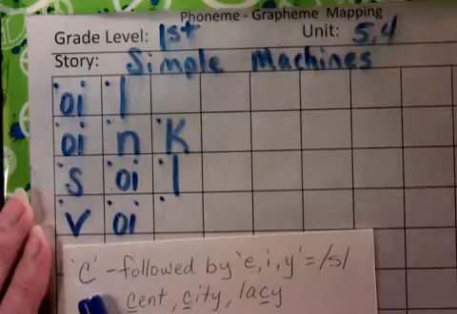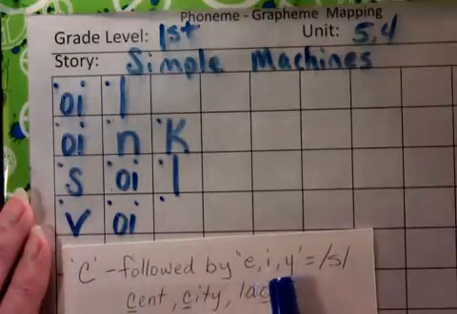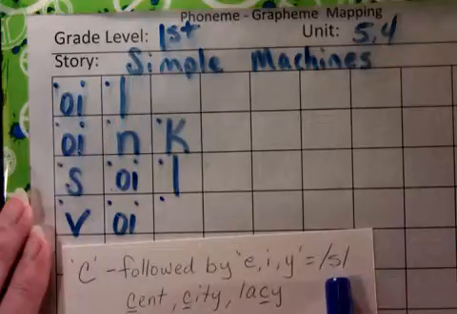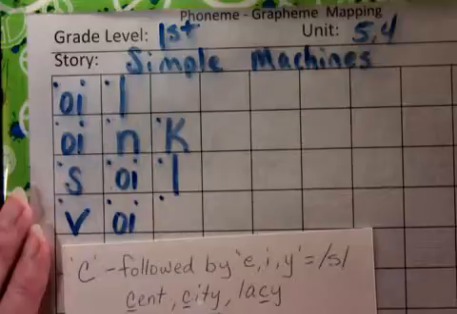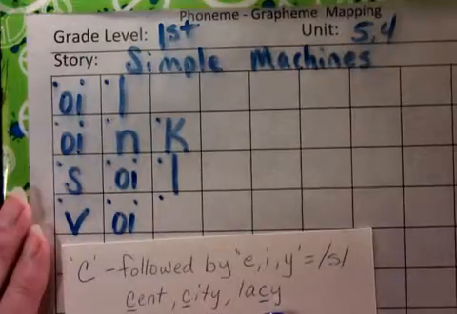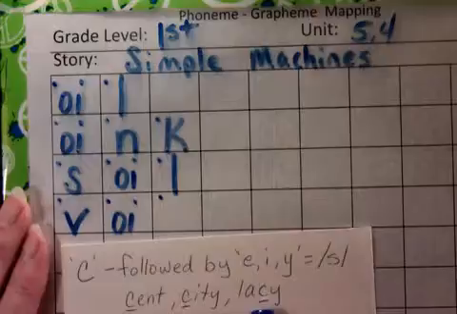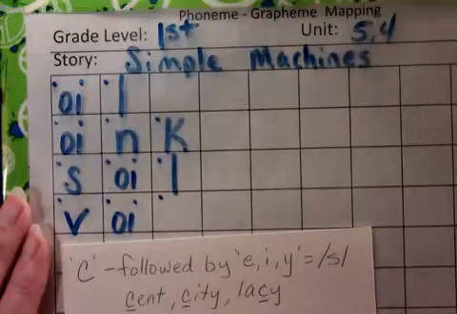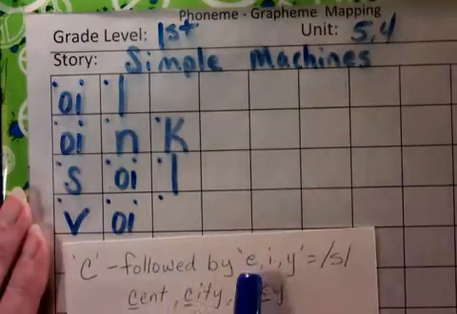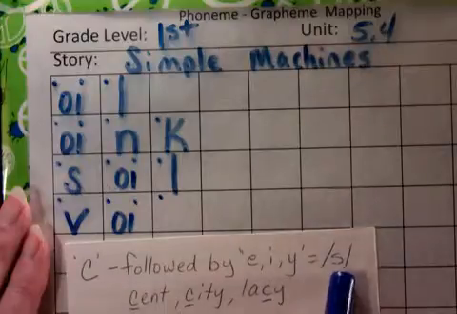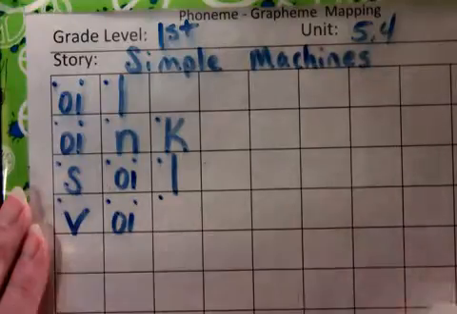When a C is followed by E, I, or Y, it will say S. Like in the word city, or lacy. Hear how the C is saying the S sound because it's followed by an E, an I, or a Y. There are many, many words that follow this rule. So this is something that you might need to learn. When C is followed by E, I, or Y, it says S, just like in our word voice.